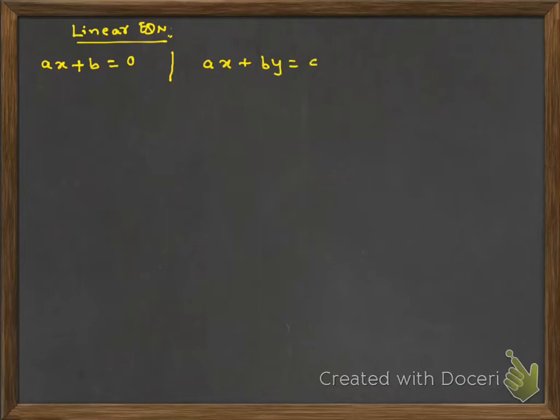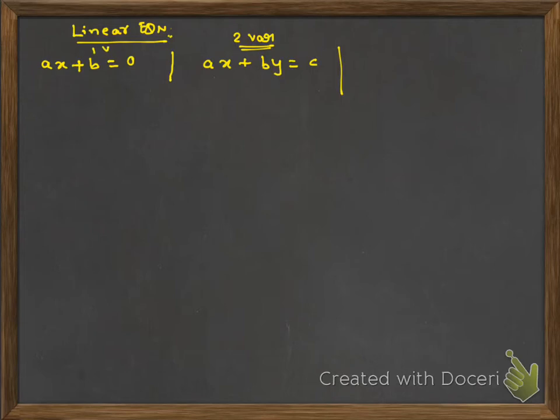Today we will be seeing linear equations with 2 variables and 3 variables. So now what exactly is a linear equation, I will tell you. A linear equation with one variable means, for example, ax plus b equal to 0. So this is a linear equation with one variable. And if I write ax plus by equal to c, this is an equation with two variables.